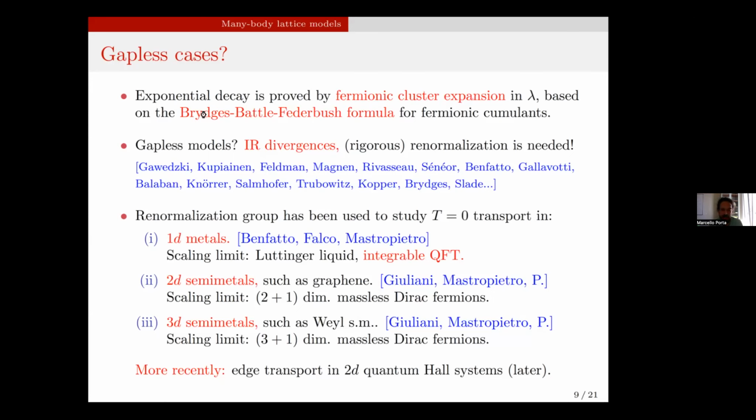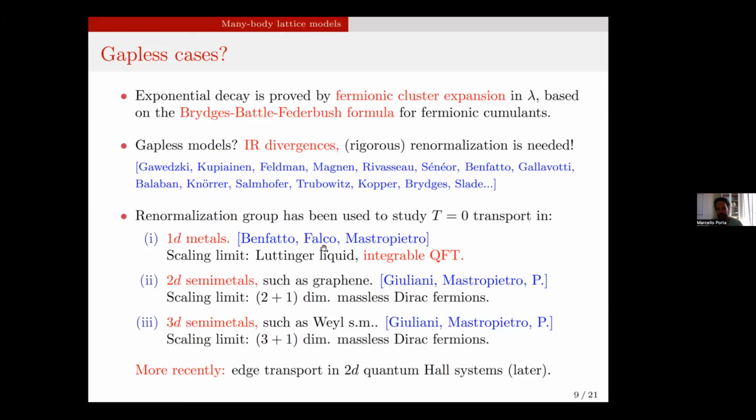To deal with this problem, one way is to use rigorous renormalization group methods that have been developed starting from the mid-80s by many people, and starting from the 90s they have also been used to study condensed matter systems in the absence of a spectral gap. In the last years, this renormalization group approach has been used to study transport, in fact, at 0 temperature. Here I mention 3 different settings in which this has been done. It has been done for one-dimensional systems.